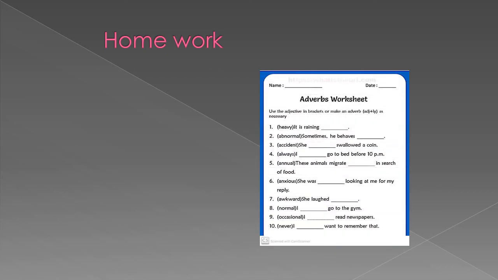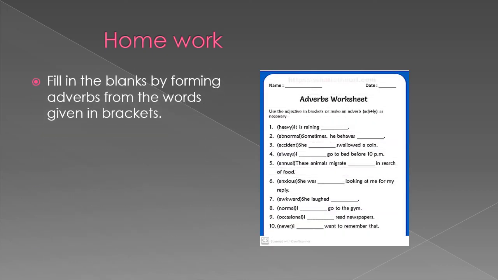Homework. Dear students, here is a worksheet for you. This is an adverb worksheet. You have to note it down in your notebooks and then you have to fill in the blanks by forming adverbs from the words given in the brackets. अब brackets में जो आपको words दिए गए हैं, they are adjectives.